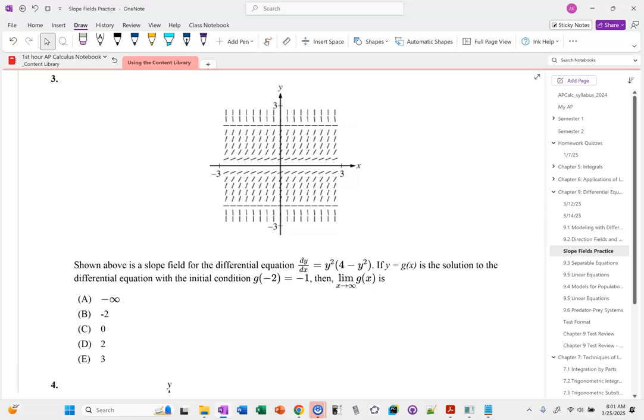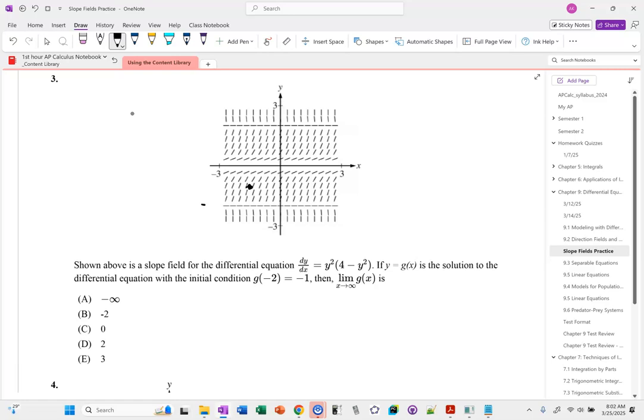what? Well, I'm going to start by plotting g of -2 equals -1. So that's the point (-2, -1). So it's probably here. You guys agree with that? Something about there?